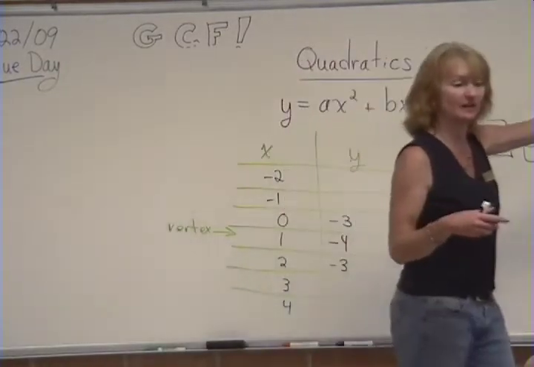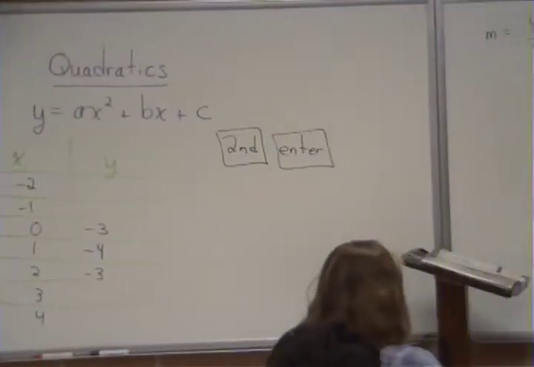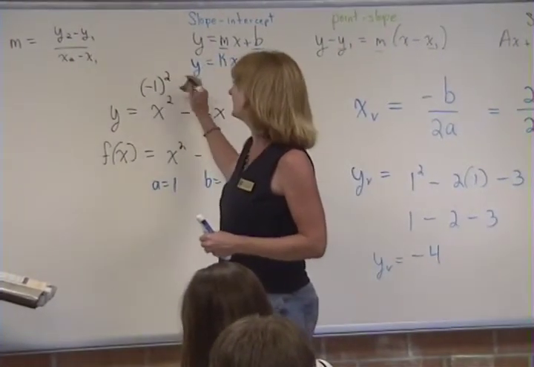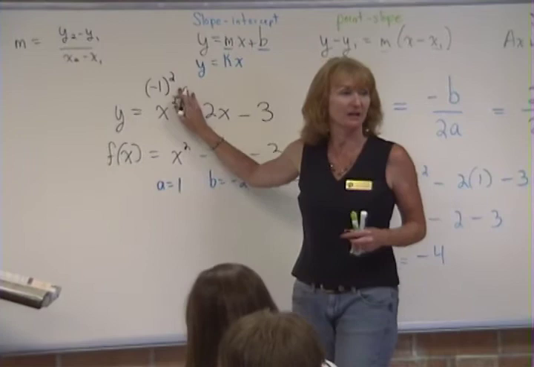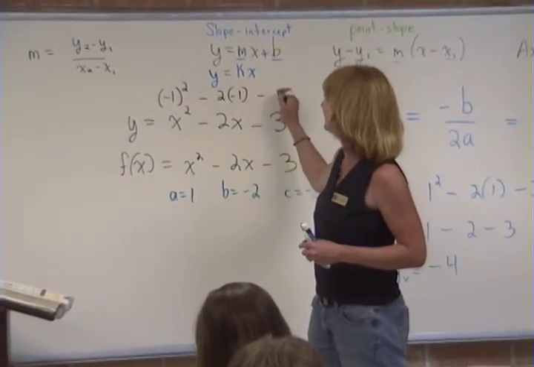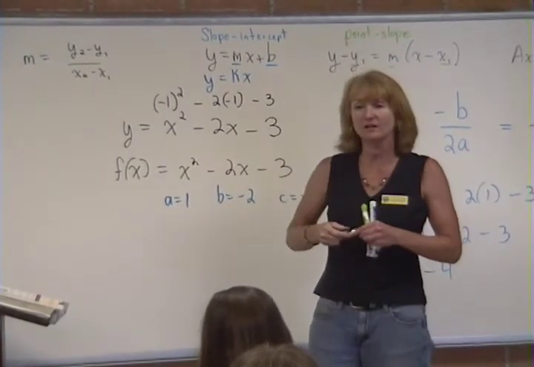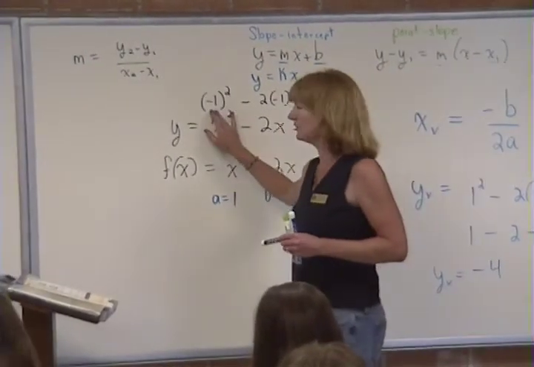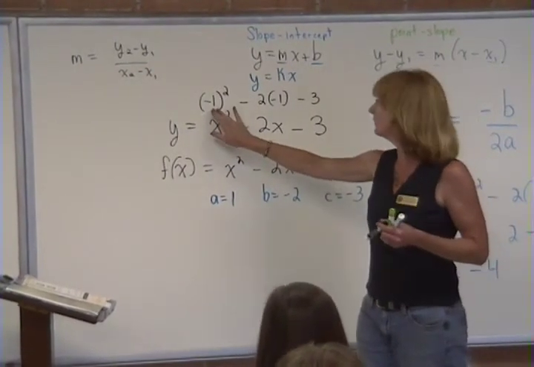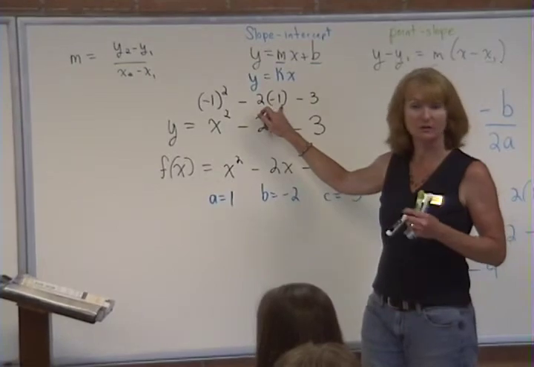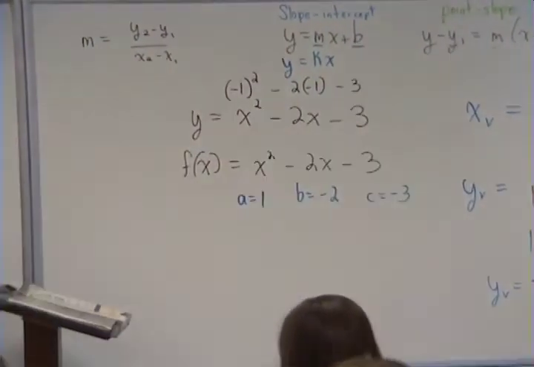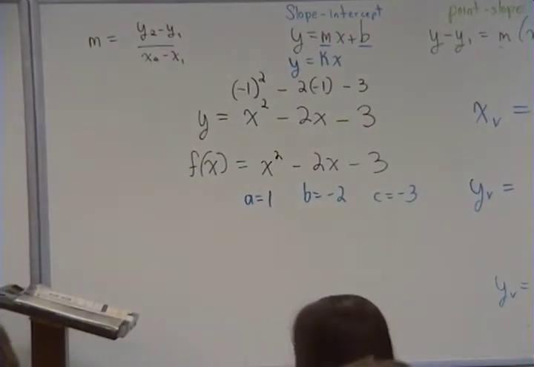Pick up your calculator and make sure you're putting parentheses around the negative. It has to be -1 with the square on the outside: -1 squared minus 2 times -1 minus 3. You can use your calculator to do that quickly. You can do it without the calculator, but just remember -1 squared will always be positive. 1 plus 2 is 3, minus 3 is 0.